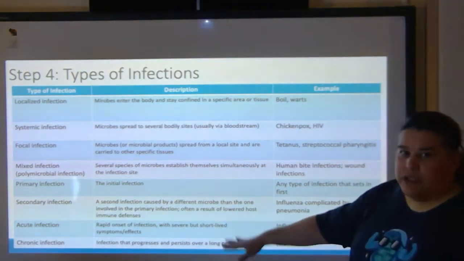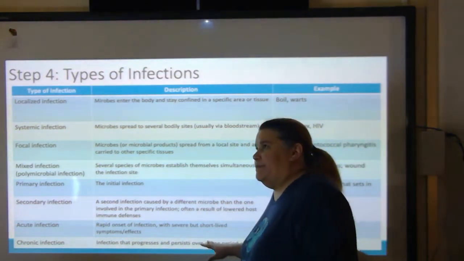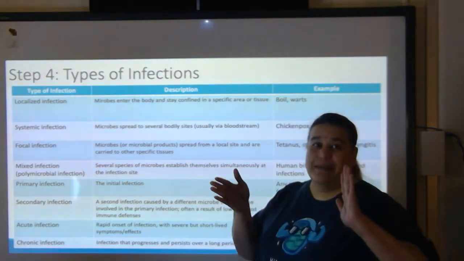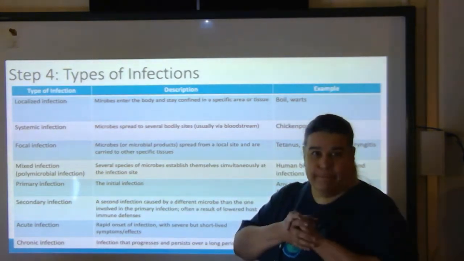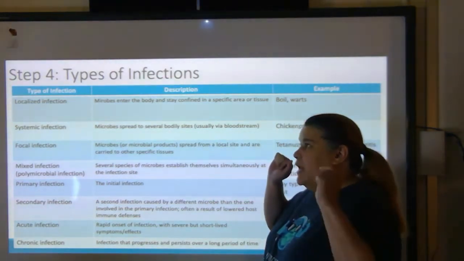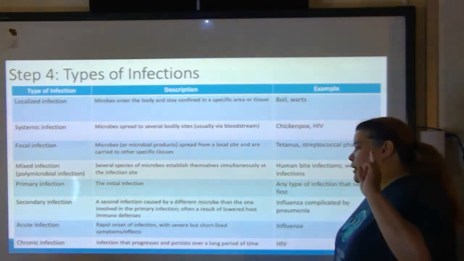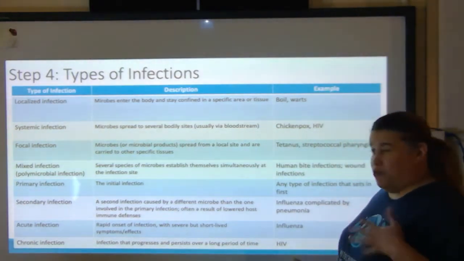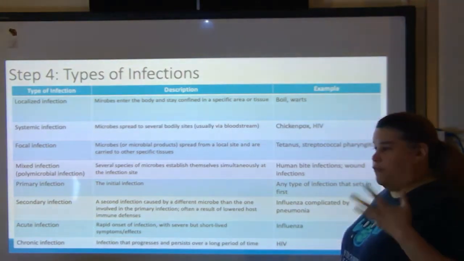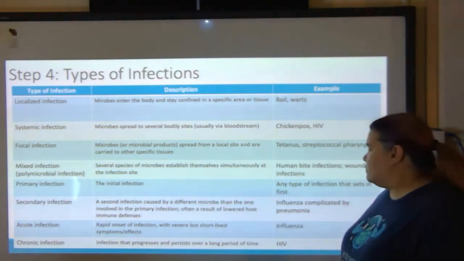An acute versus a chronic infection. An acute infection, he's so cute. No, I'm just kidding. An acute infection basically means it's short. You've got rapid onset of the infection, severe symptoms, but normally they're short-lived. They don't last for very long, as far as not only your symptoms, but the effects.